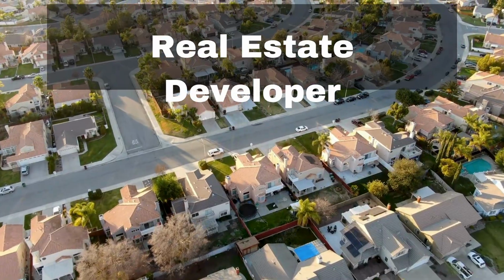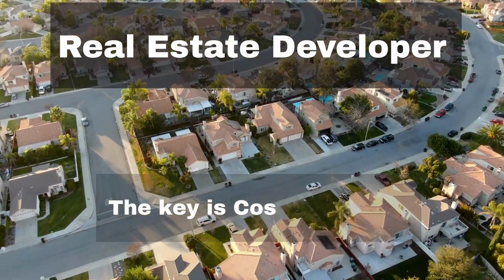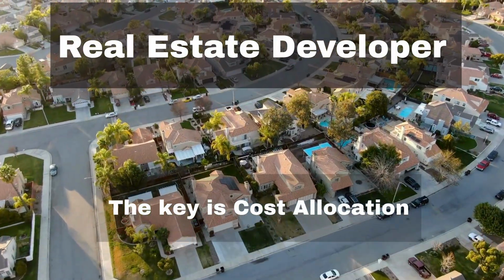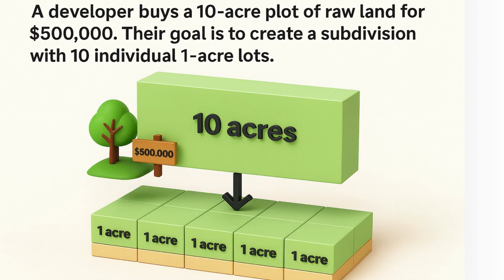Their key challenge is cost allocation. Let's walk through an example. A developer buys a 10-acre plot of raw land for $500,000. Their goal is to create a subdivision with 10 individual 1-acre lots. Over the next year, they incur several capitalization costs to develop the entire project.